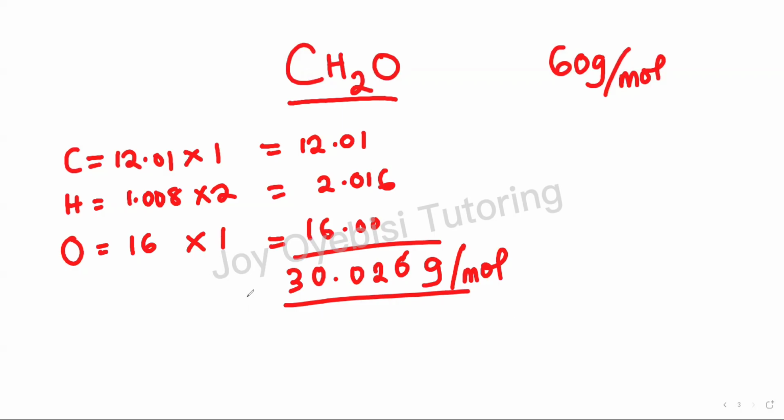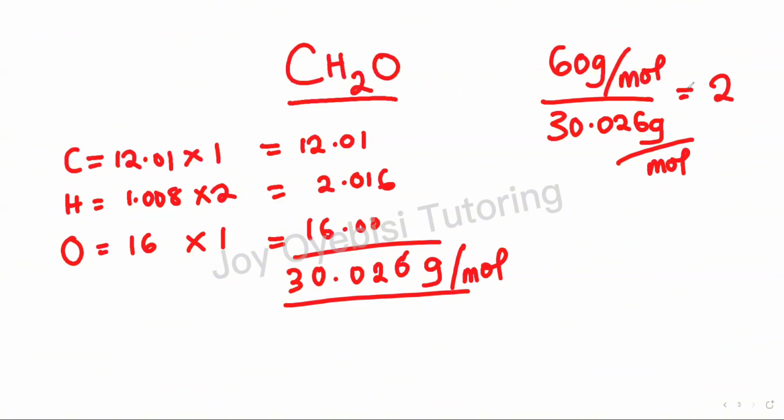Now, once we have the empirical formula mass, the last step would be to divide the molar mass that they give us, the molecular weight or the molecular mass they give us, by the empirical formula mass we just calculated. So if we divide 60 by 30.026, that would simply give us 2. So what this means is that the molecular formula is times 2 of the empirical formula. So we go ahead and multiply the empirical formula by 2.